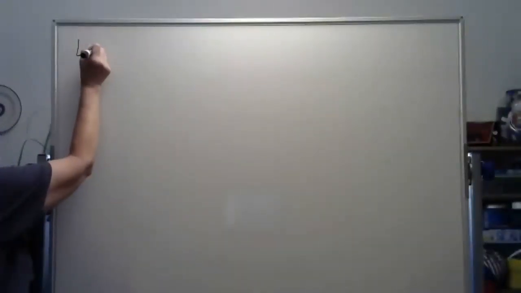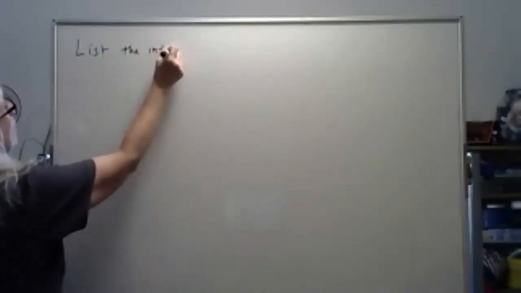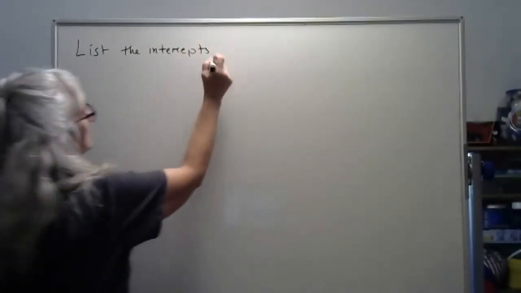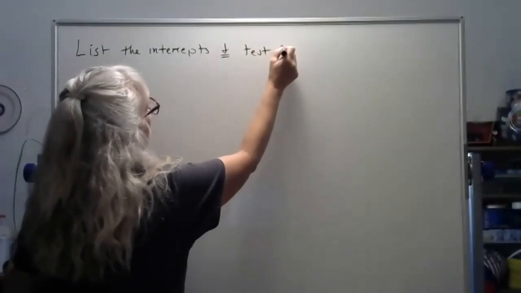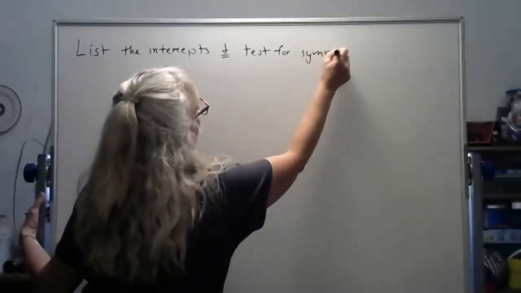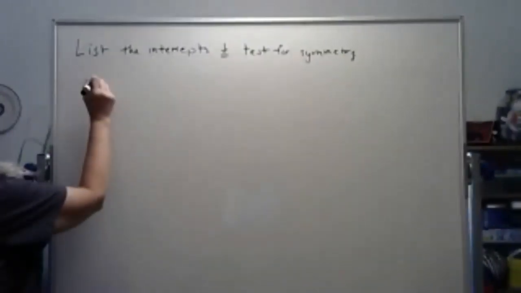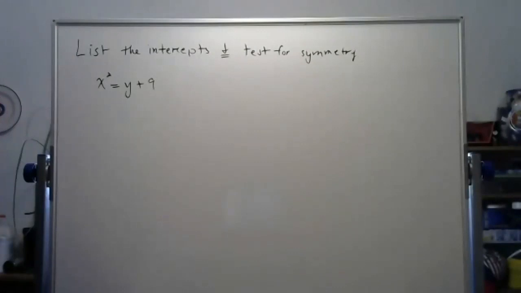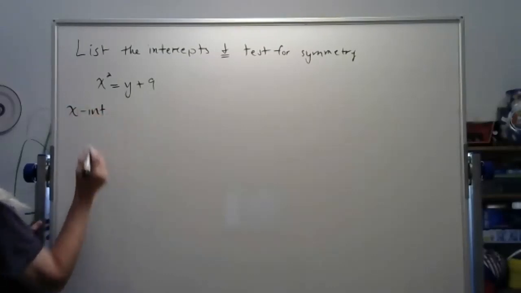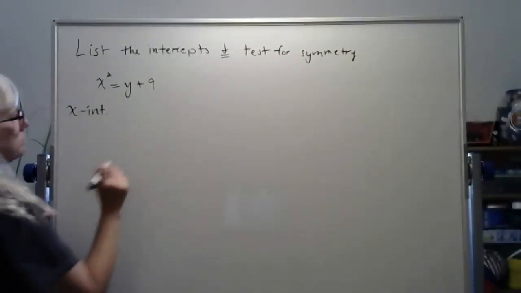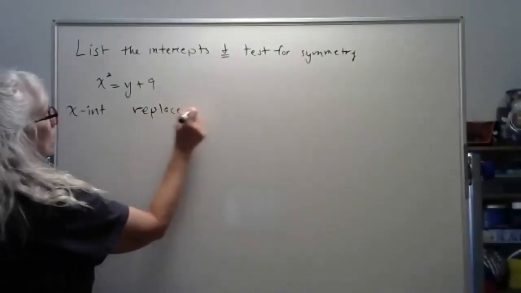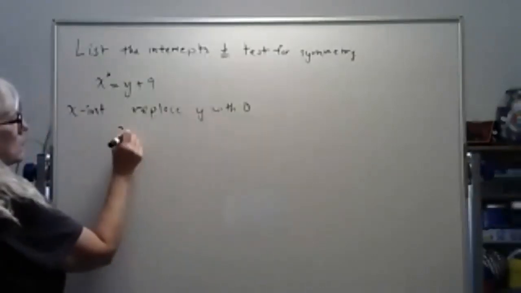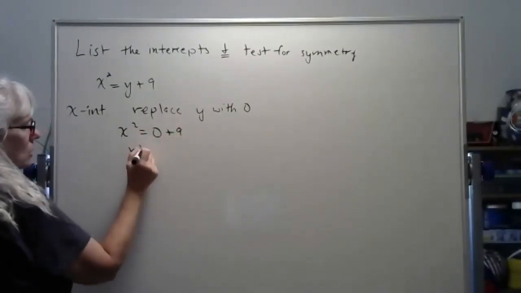We want to list the intercepts and test for symmetry. And we're going to do x squared equals y plus 9. So I'll start with the intercepts. How do we find the x-intercept again? Replace y with 0. Beautiful. So that would be x squared equals 0 plus 9, or x squared equals 9.